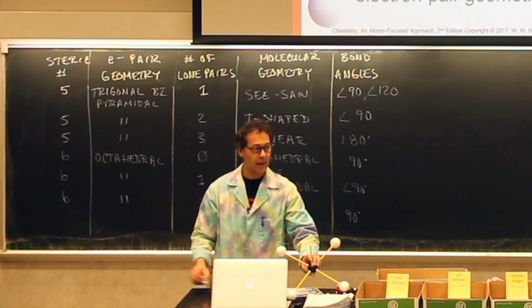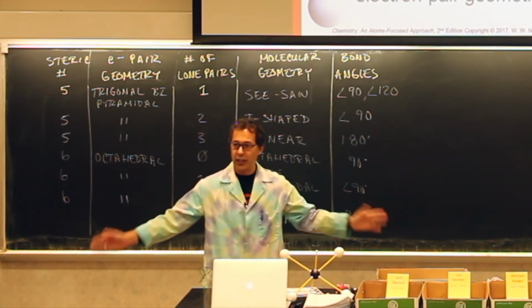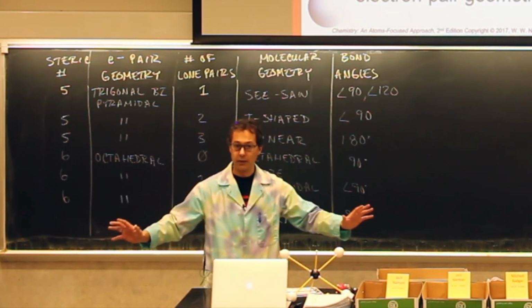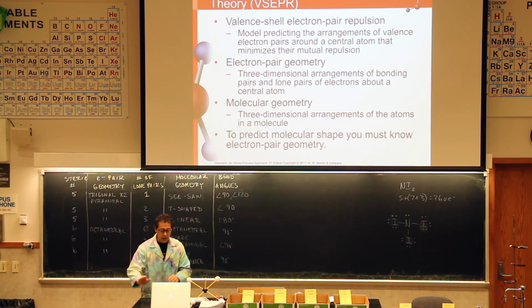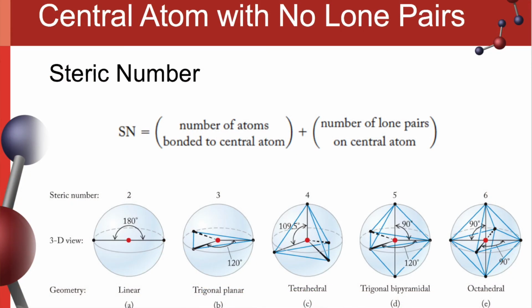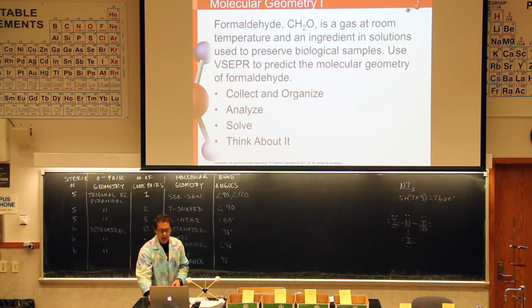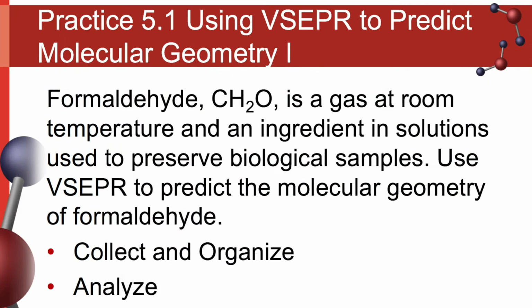Okay. Now, any questions on any of that? In your textbook, there are some diagrams which give you the steric number, give you some bond angles on there, so on and so forth. What we want to do then is take a look and see if maybe we can make a little bit of a prediction here. So for example, here's a molecule, formaldehyde.